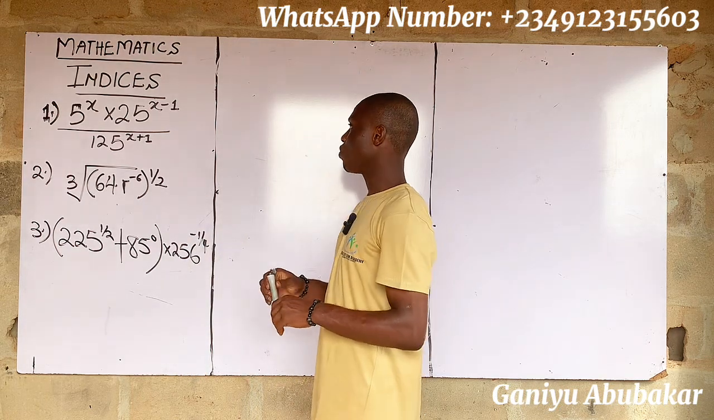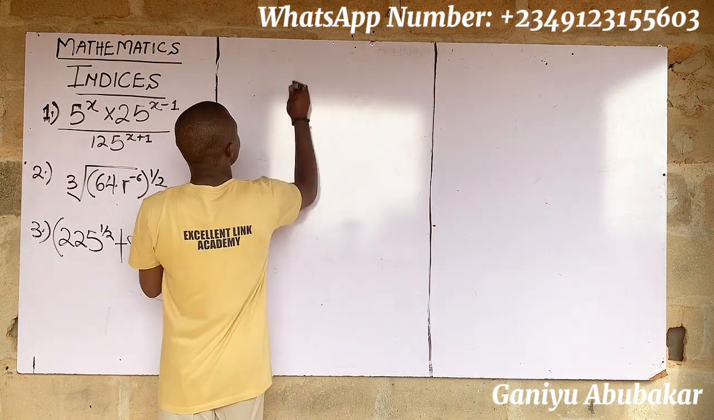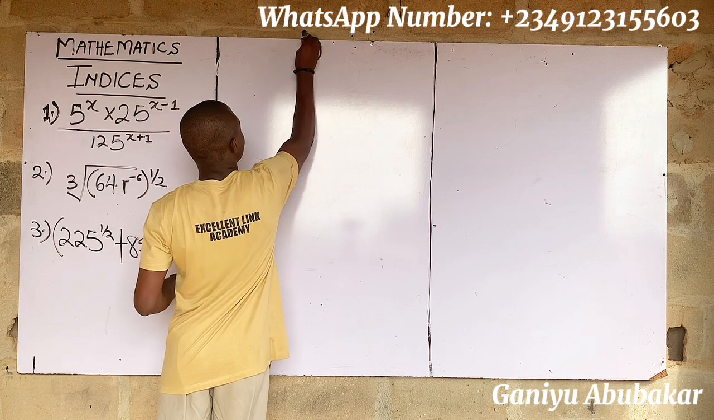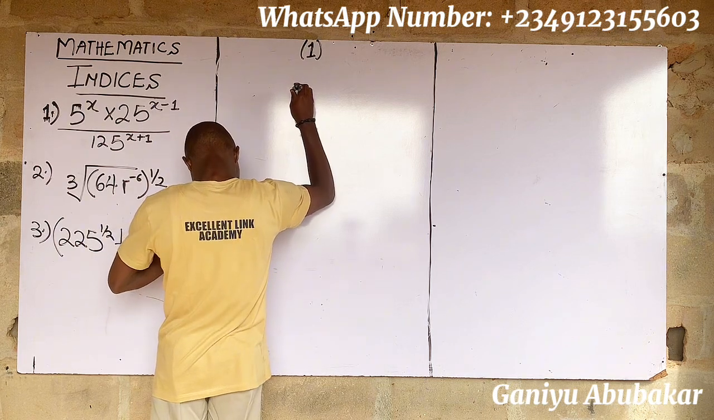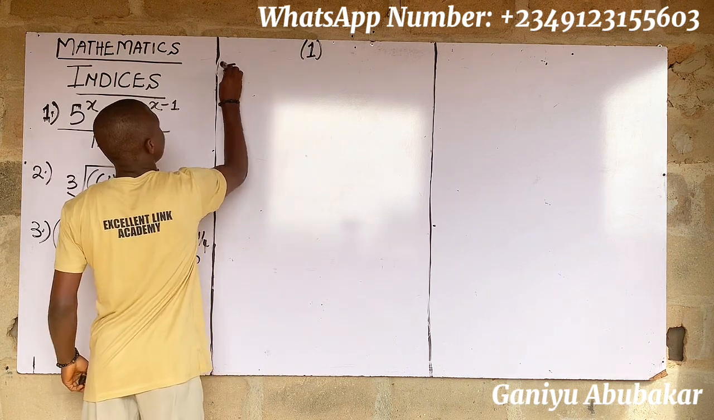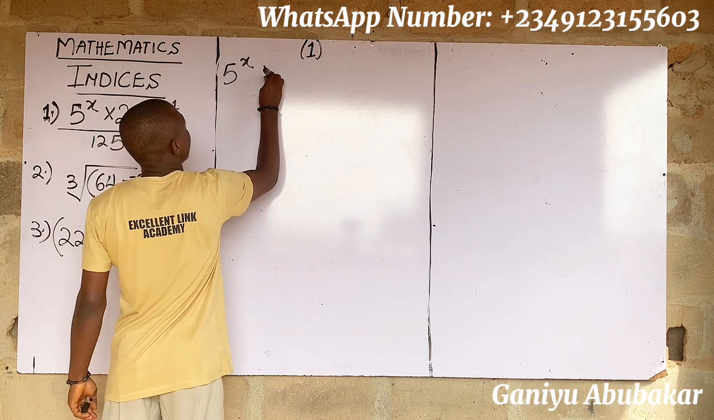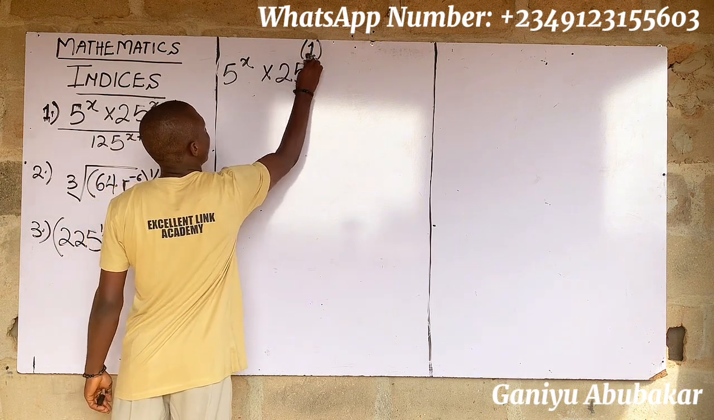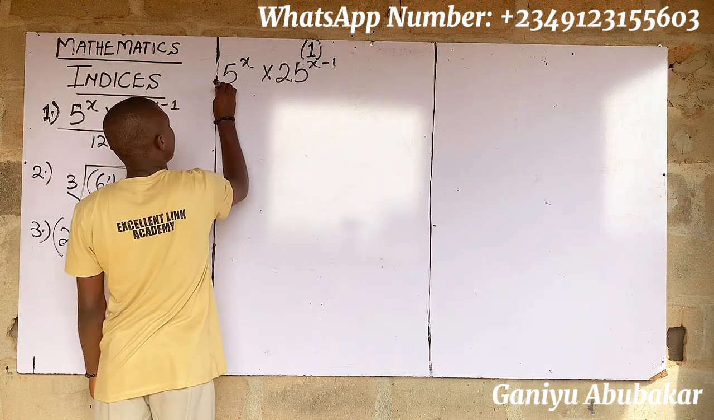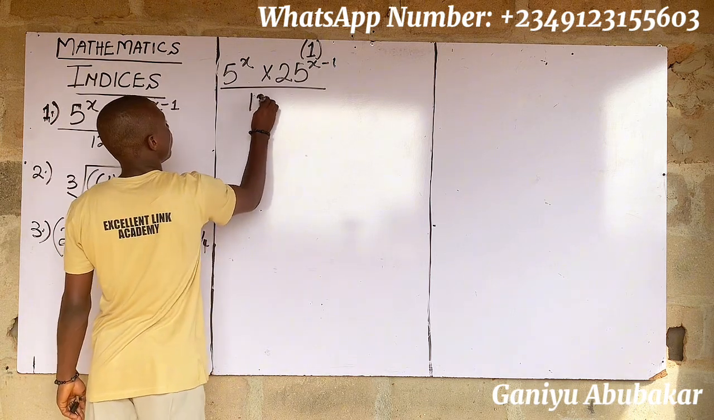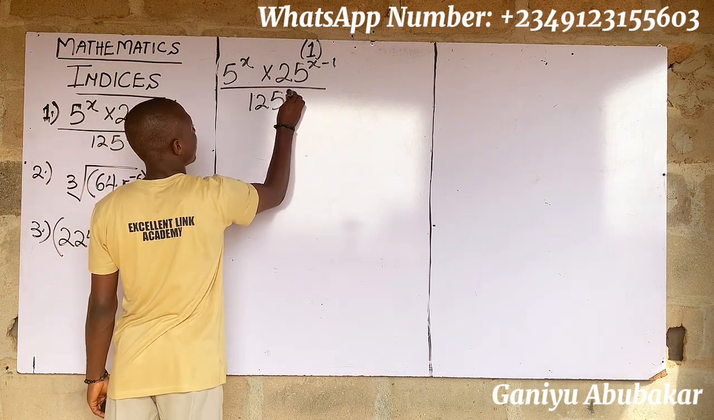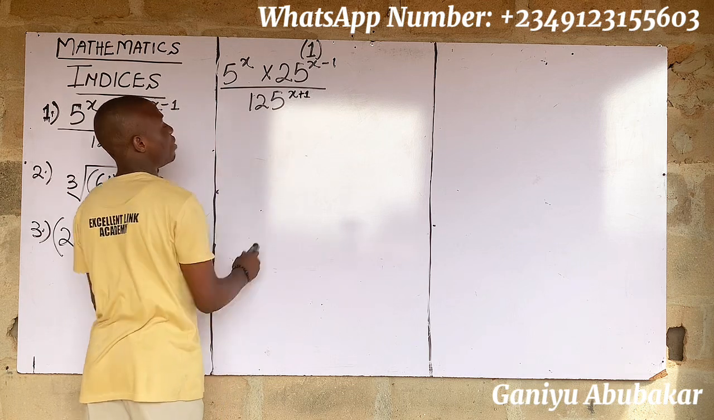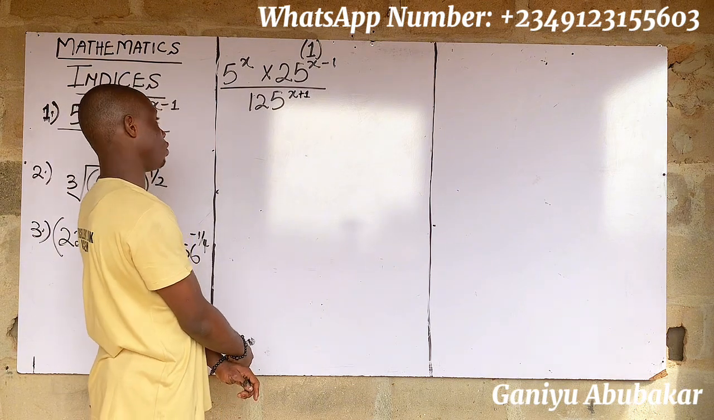Let's solve this problem here. Let's start number one there. For number one problem, I have 5 to power x times 25 to power x minus 1 all over 125 to power x plus 1. So I have this. My very first task here is quite simple.